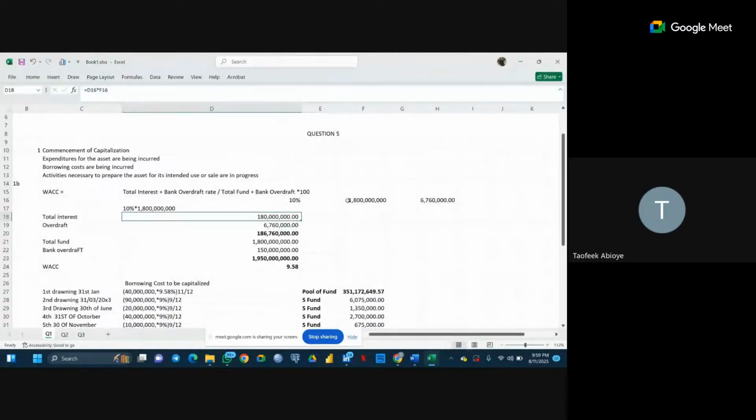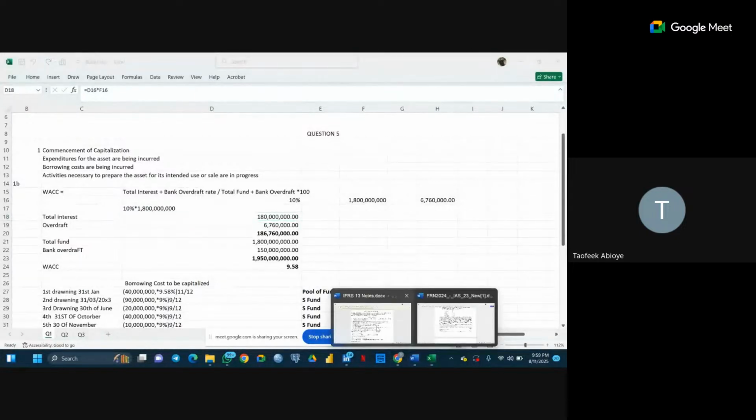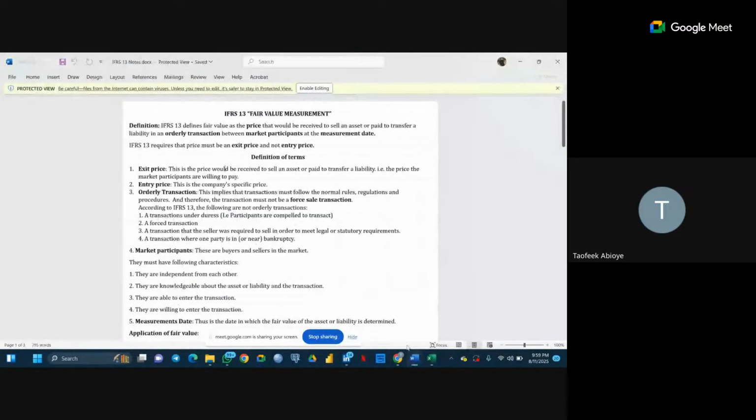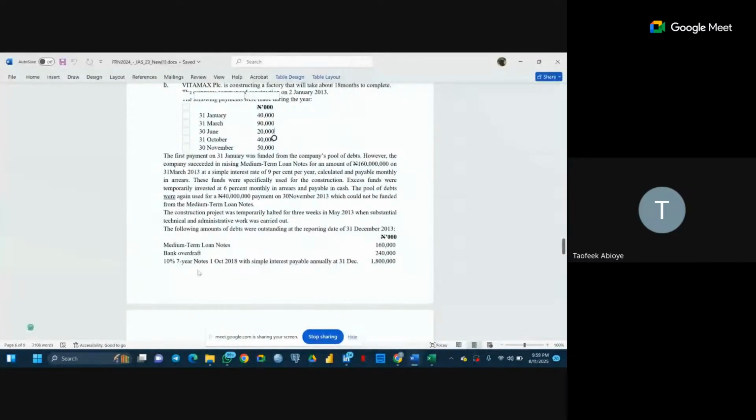So we only have 1.8 billion multiplied by 10%, which is what we have there in the question here. This is one of our sources of finance that has an actual interest rate attached to it. So we are going to multiply this 10% by this, plus the bank overdraft.